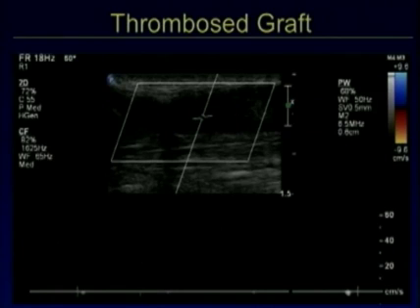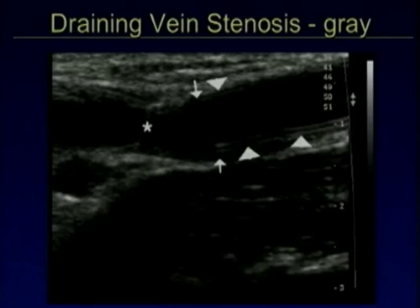This is a graft that has a lot of low-level echoes in it. We put color on it, and we don't see anything. We could optimize this image even further by decreasing the scale, going from a medium to a low wall filter, and even putting power Doppler on if we really had any question about the fact that this graft is completely thrombosed.